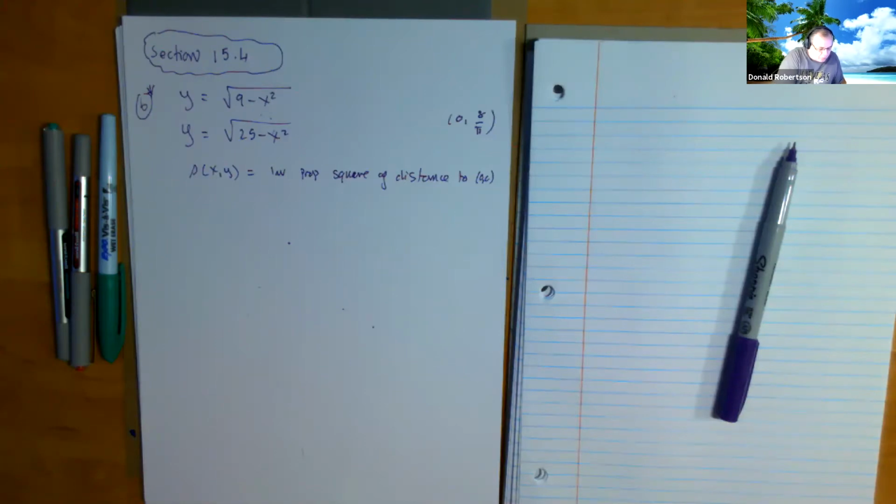Once we've done that, then we have one more section to do for the test. And the test is on up to and including 15.5. We're going to look at surface area. How do you find the surface of a 3D surface?